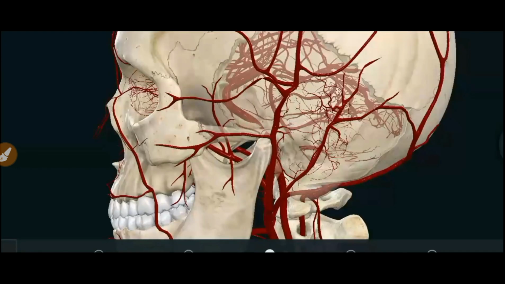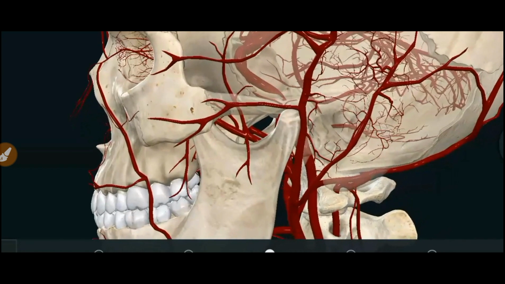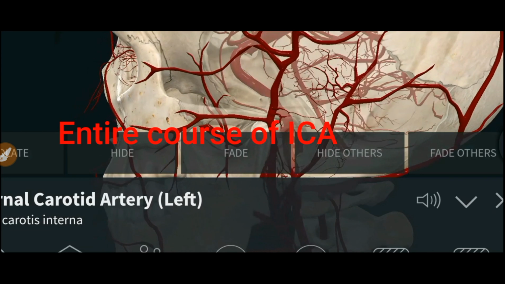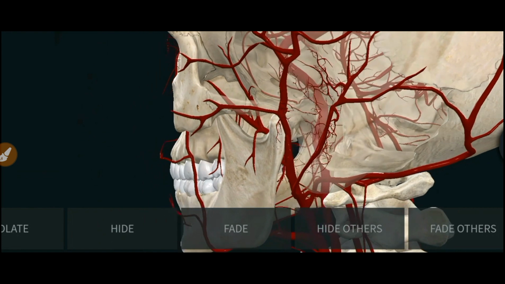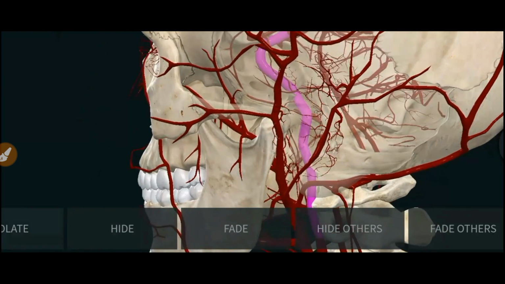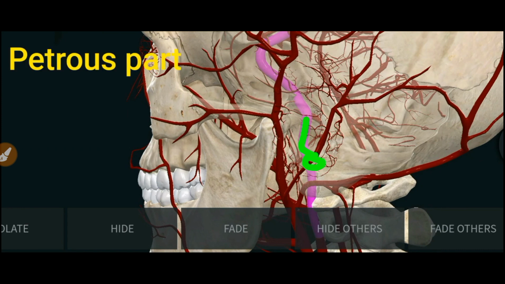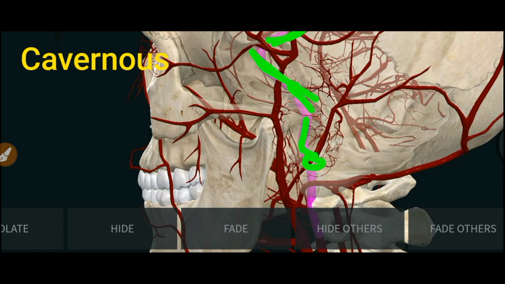This is the course of the internal carotid artery. You can see the entire course here. We have faded this temporal bone, so you can see the course, that is the carotid canal, and that is the petrous part in the anterior wall of the middle ear. Then it enters the apex of the petrous temporal bone and enters the posterior wall of the foramen lacerum, then the cavernous part, and that is the cerebral part.